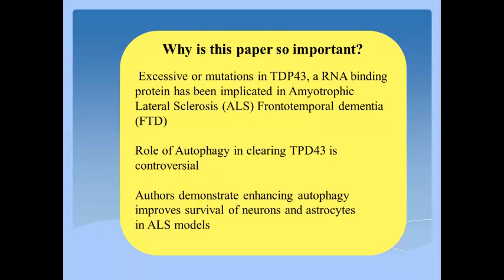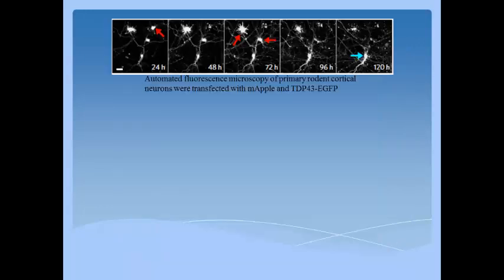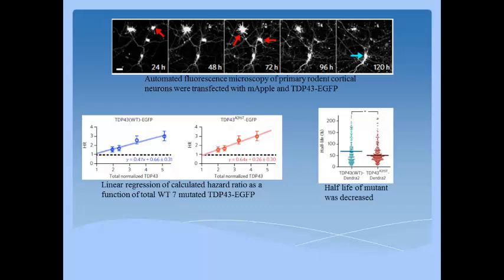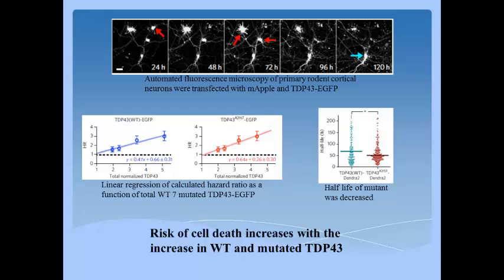Authors demonstrate enhancing autophagy improves survival of neurons and astrocytes in ALS models. Automated fluorescence microscopy of primary rodent neurons transfected with wild type and mutated TDP43 is shown in this figure. Risk of cell death as analyzed by hazard ratio increased steadily with levels of wild type and mutated TDP43. Authors also show by using optical pulse technology that mutated protein has lower half-life.